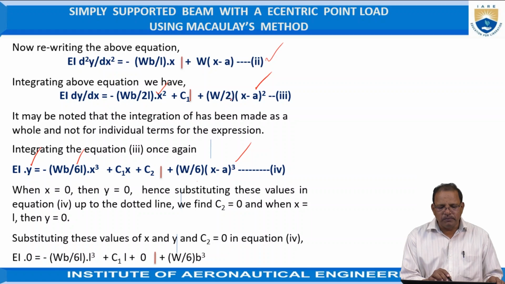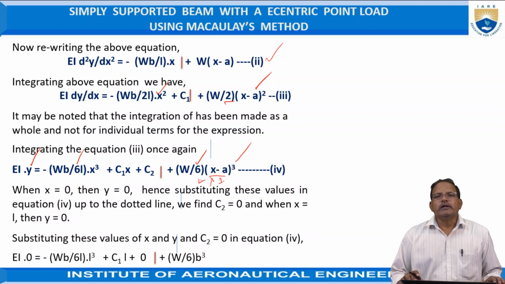Plus W by 2 (x minus a) whole square. (x minus a) is treated as a single term x. The integration is x cube by 3, which equals W by 6 (x minus a) whole cube. The 2 is already there, and with 3 it becomes 6, that's why we wrote 6 in this equation. So by putting certain end conditions, we have to evaluate the integration constants C1 and C2.